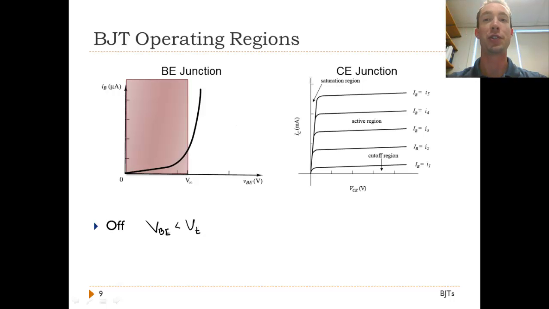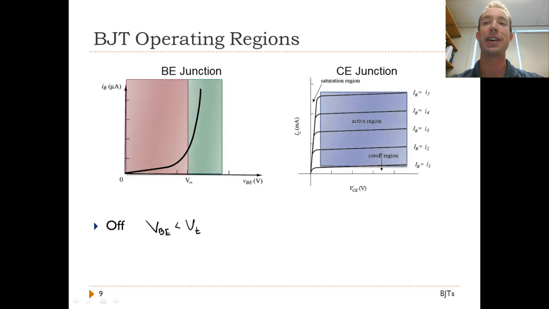If the base emitter voltage is greater than the threshold voltage, then the base emitter junction is on. The operating mode now depends on the potential across the collector and emitter. If the collector-emitter voltage is approximately greater than the base emitter voltage, we are in the first case we discussed, and the transistor is said to be in the active region, where a relatively fixed amount of current flows through the collector for a given fixed base current.